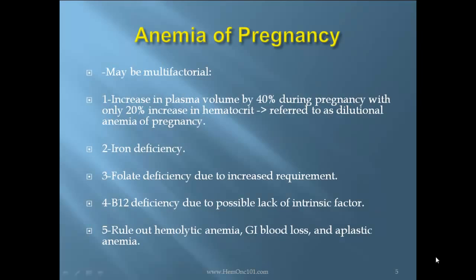Anemia of pregnancy may be multifactorial. 1. Due to an increase in plasma volume by 40% during pregnancy with only a 20% increase in hematocrit, so referred to as dilutional anemia of pregnancy. 2. Iron deficiency. 3. Folate deficiency due to increased requirement. 4. B12 deficiency due to possible lack of intrinsic factor. 5. Must rule out hemolytic anemia, GI blood loss, and aplastic anemia.